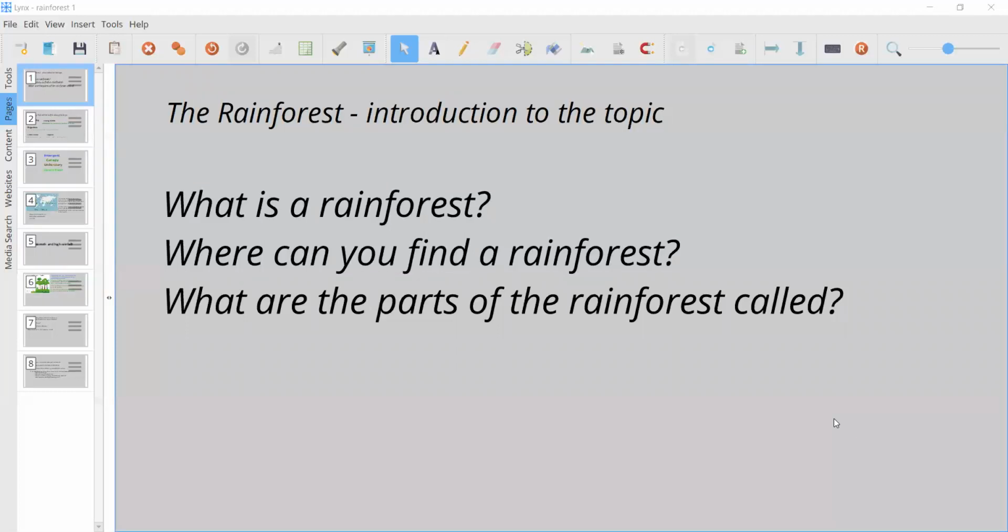There are 3 things that we're going to try and learn from this little tutorial. What is a rainforest? Where can you find a rainforest? And what are the parts of the rainforest called?